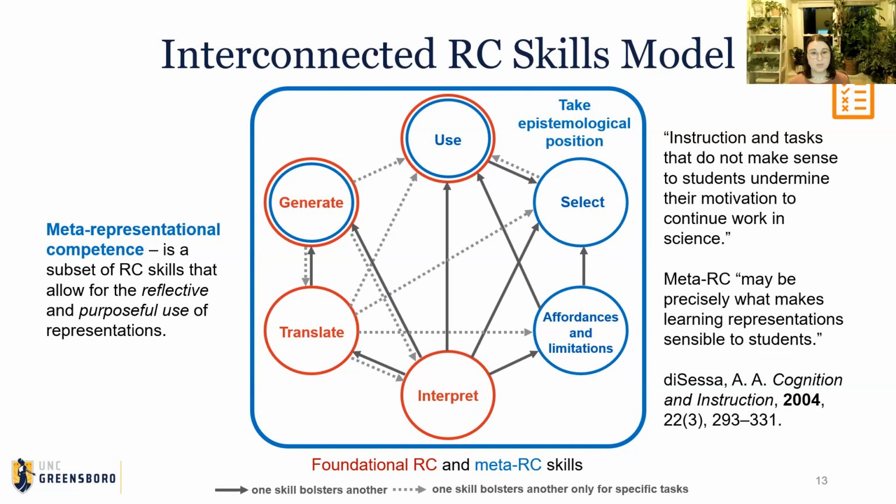Dissas has a lot to say about meta-representational competence skills, and he argues for the importance of this set of skills in particular. Dissas talks about how instructions and tasks that do not make sense to students undermine their motivation to learn and persist in science, because they're just doing things, they're going with the flow, they don't know why they're doing what they're doing in the classroom. And Dissas also says that meta-RC might be precisely what makes learning representations sensible to students. So I hope that I gave you a little bit more of understanding why I'm highlighting meta-representational competence skills here in particular.